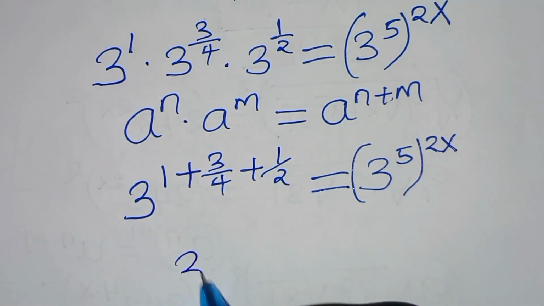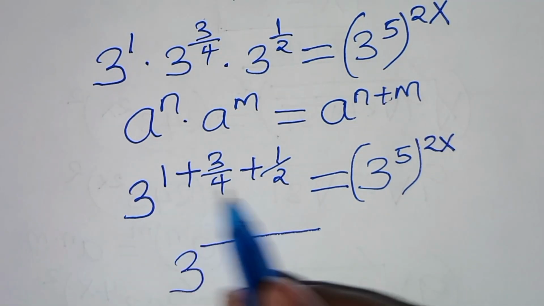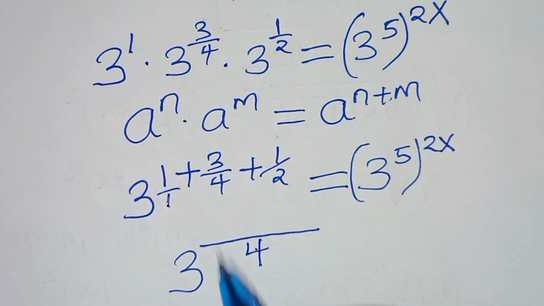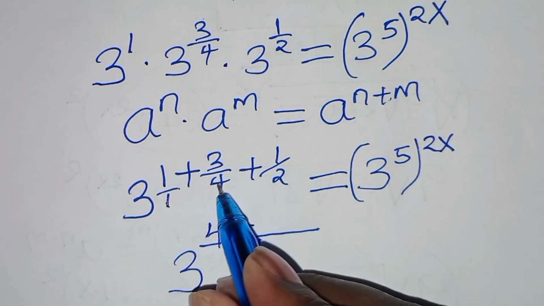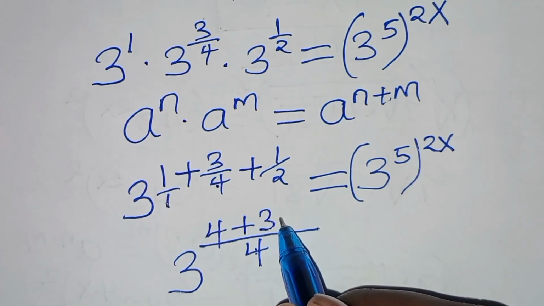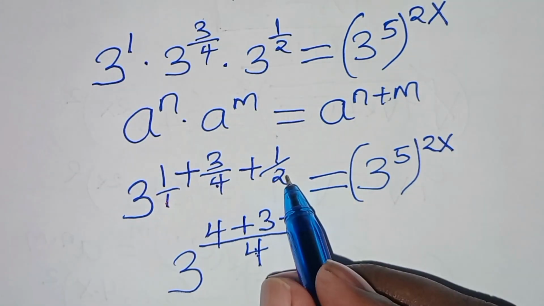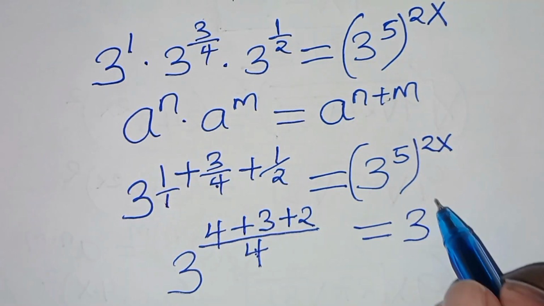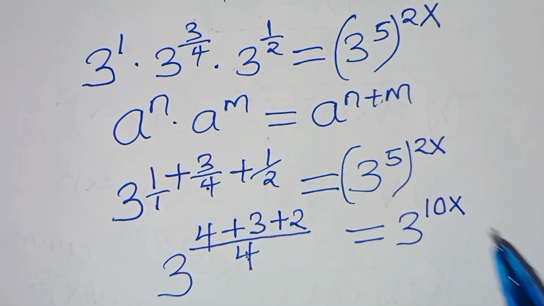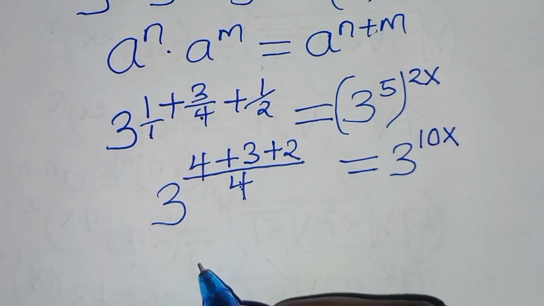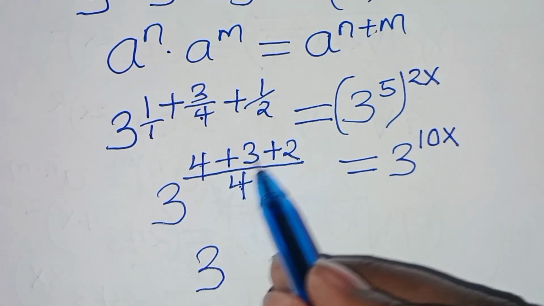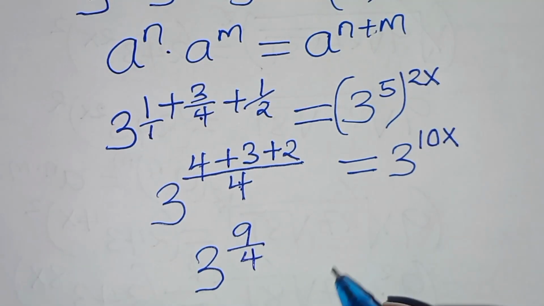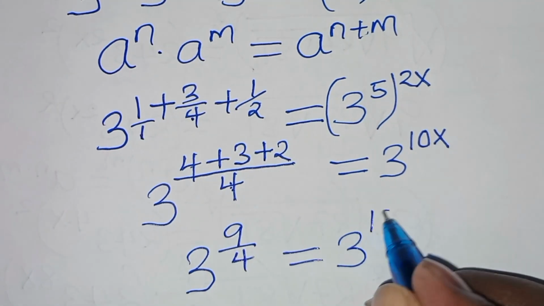Now, here we have 3. The LCM here is 4. So that now here, 4 divided by 1, this is 4 times 1. This is 4 plus 4 divided by 4 here, it's 1 times 3. So this is 3 plus 4 divided by 2. This is 2 times 1. This is 2. Now this is equal to 3 to power 5 times 2x. This is 10x. So here we have 3 to power 4 plus 3. This is 7. 7 plus 2. This is 9 over 4.